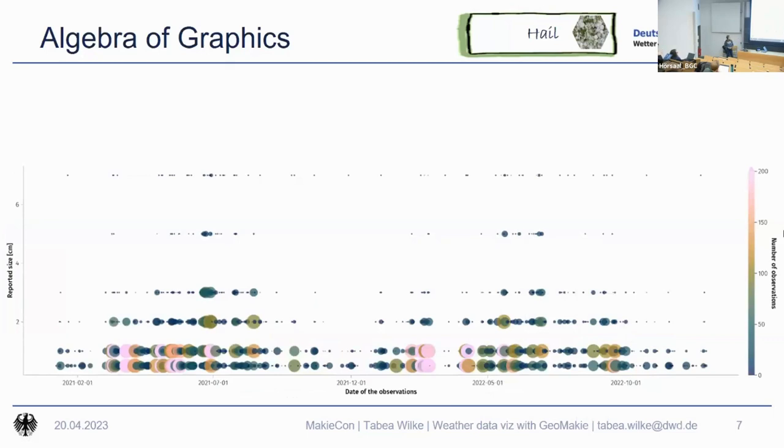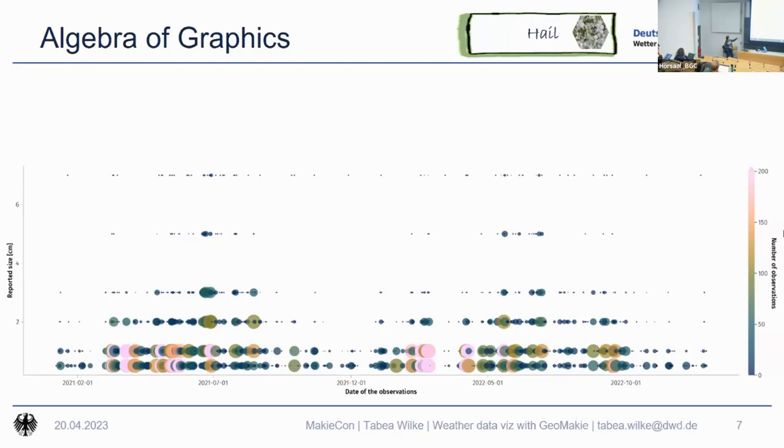Another try of mine was to analyze the crowdsourcing data from the WarnWetter app. So here you can see on the x-axis the timeline from 2021 to the end of 2022, sorry. And on the y-axis, you can see the reported size. So if you do a report, you can say how large the hail was. And then you have the colors and the bubble sizes for the number of observations on this special day.